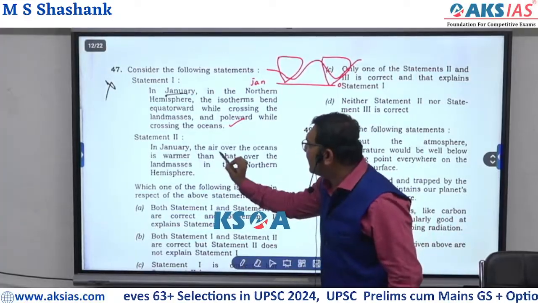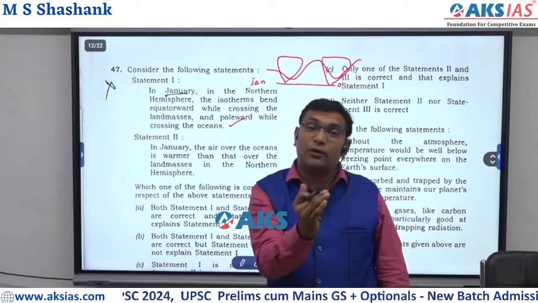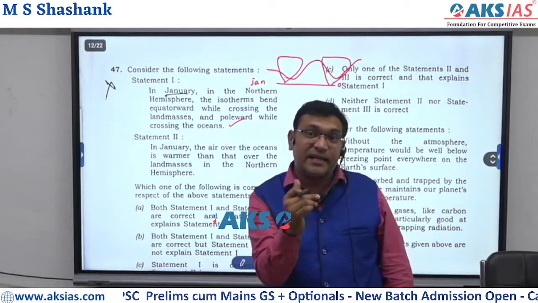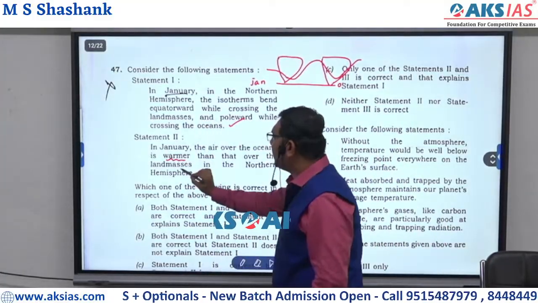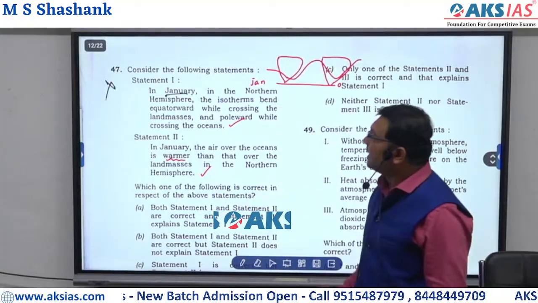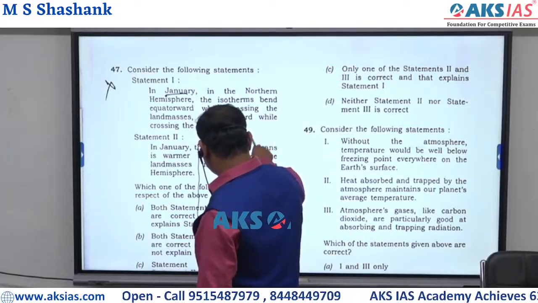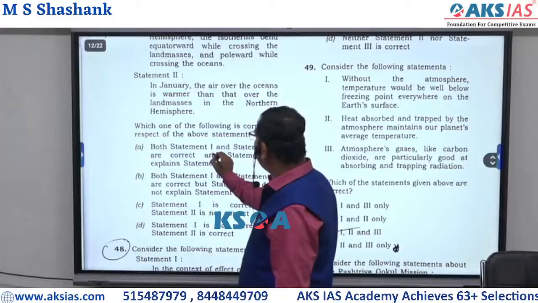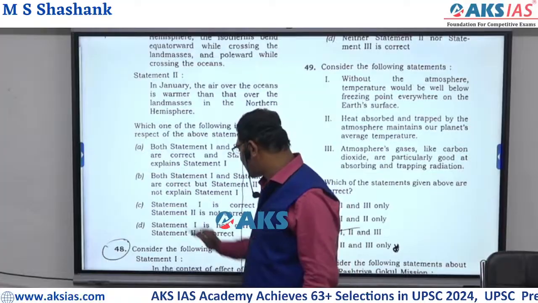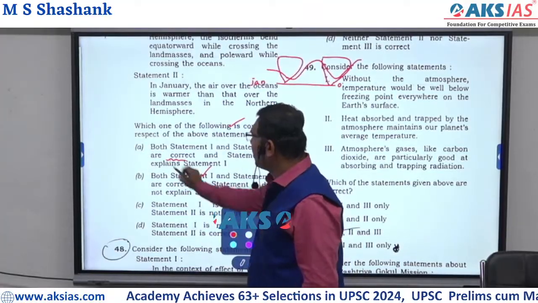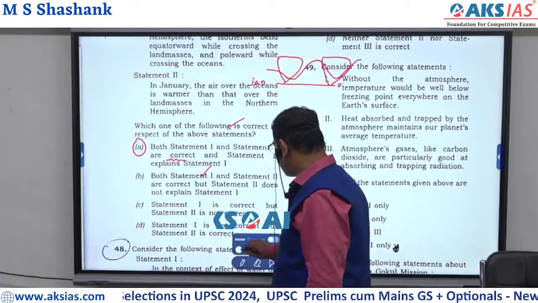So in January, the air over the ocean is warmer. Yes, comparatively. Why? Because land cools faster, heats faster. So this is also right. Then over the land masses in the north hemisphere, this is right. And this is the explanation for this. So what is the answer now? Both statement 1 and statement 2 are correct, and statement 2 explains statement 1. This is option A. This is your answer. Okay, right? Then let us move to the next question.